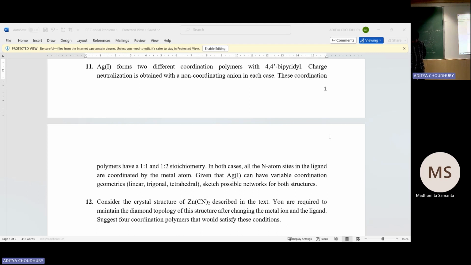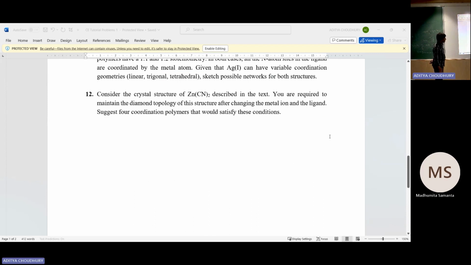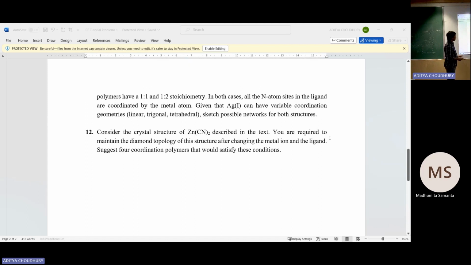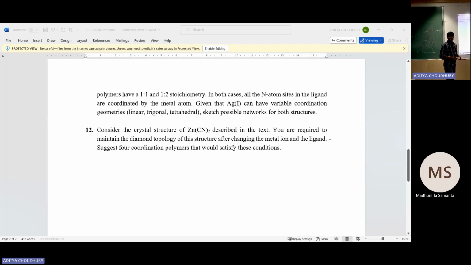And the last question. I didn't know that, but they had given it. Scroll down. Start in the text, and you're getting the diamond topology. Changing the metal ion and the ligand. Oh, yeah. It's today's topic, you guys should know. Actually, the crystal structure of zinc cyanide is in the text. I give a lot of examples anyway.